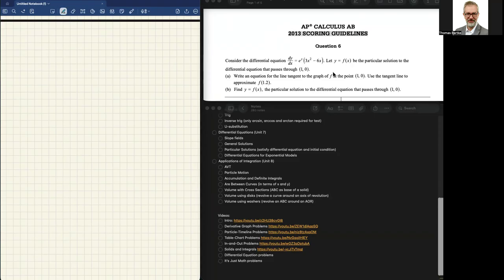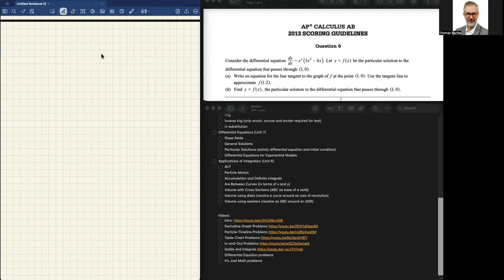We have a differential equation that looks pretty complicated. And then we have a particular solution to this differential equation. That's the initial condition that goes to (1, 0). Write an equation for the tangent line to the graph at the point. Use the tangent line to approximate f of 1.2, and then find y equals f of x. Find the actual equation that fits both the differential equation and the initial condition.